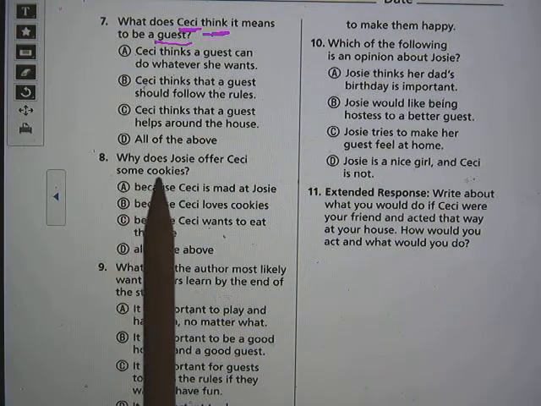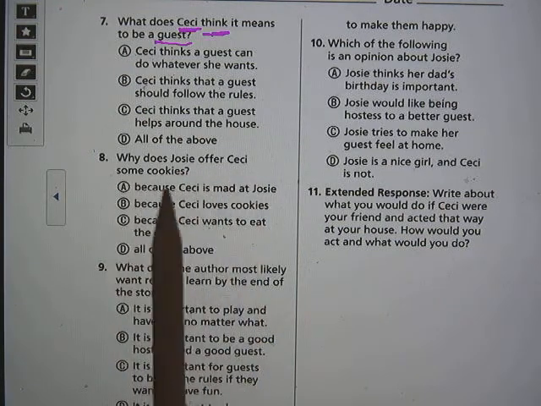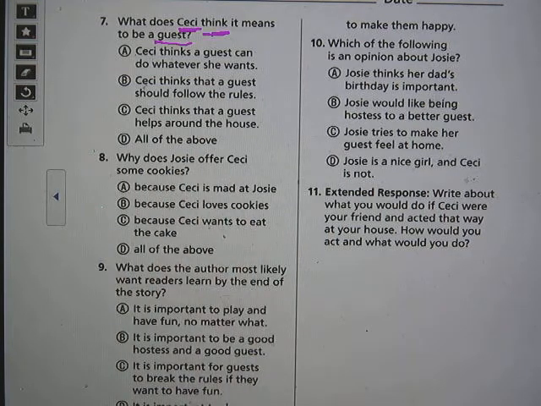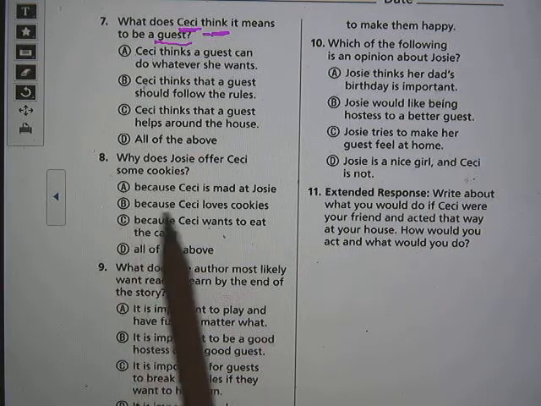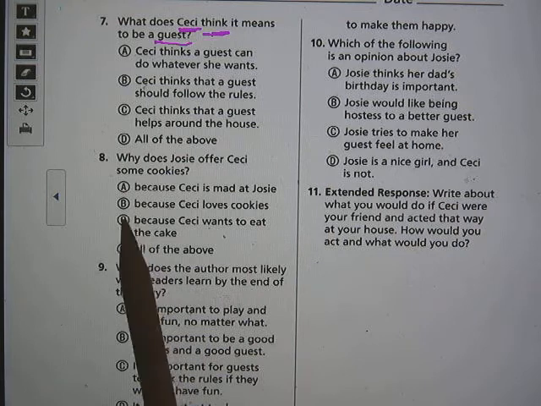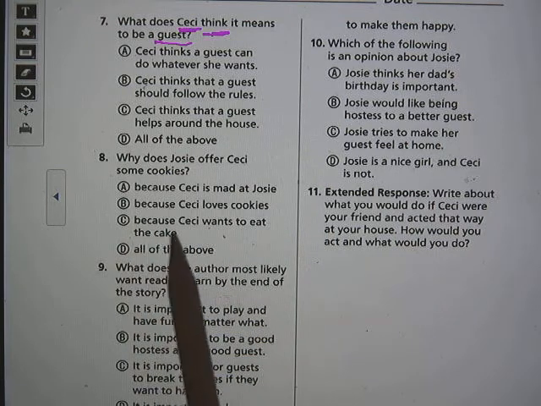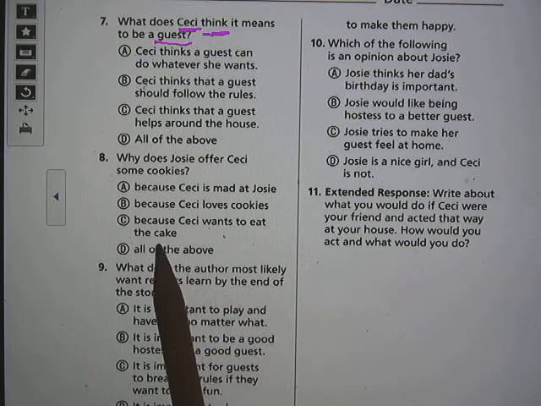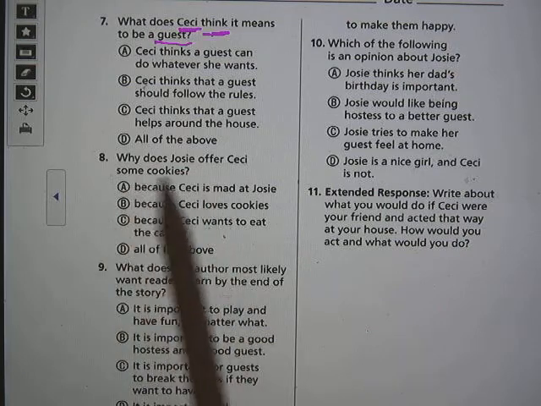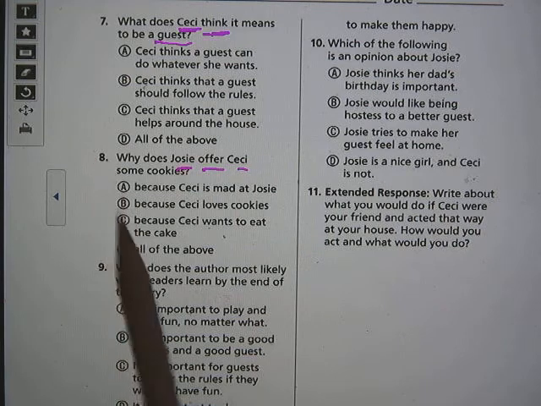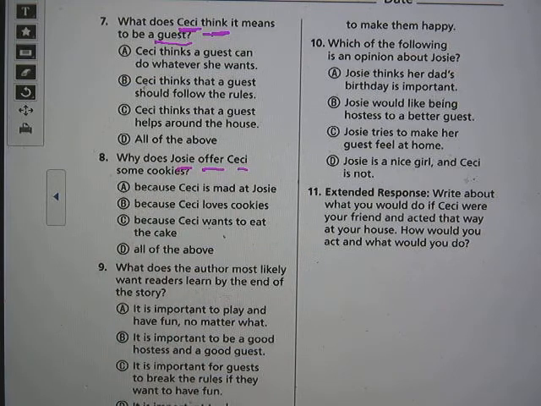8, why does Josie offer Cece some cookies? Okay, so why does Josie offer? That means she's willing to give them to her. A, because Cece is mad at Josie. B, because Cece loves cookies. C, because Cece wants to eat the cake. Or D, all of the above. Again, you're choosing why does Josie offer Cece some cookies? You're going to write 8 and you're going to choose one of those answer choices.